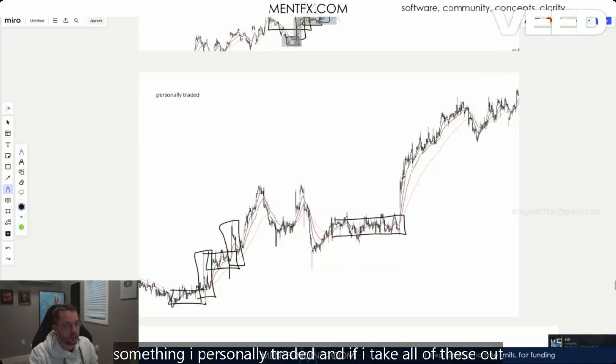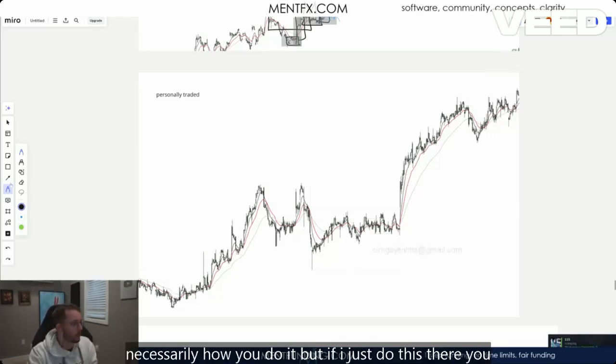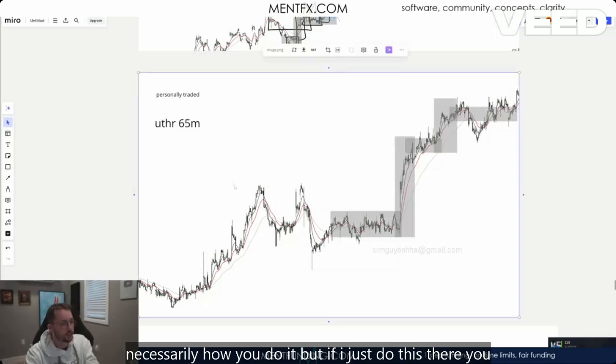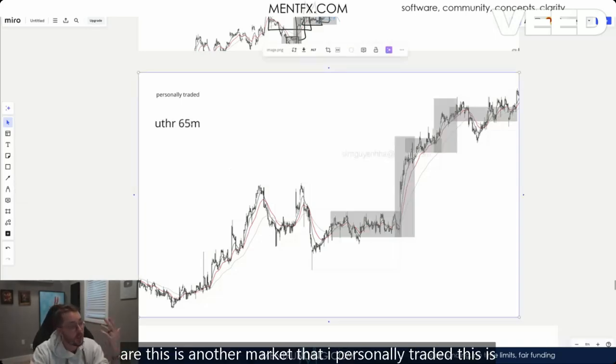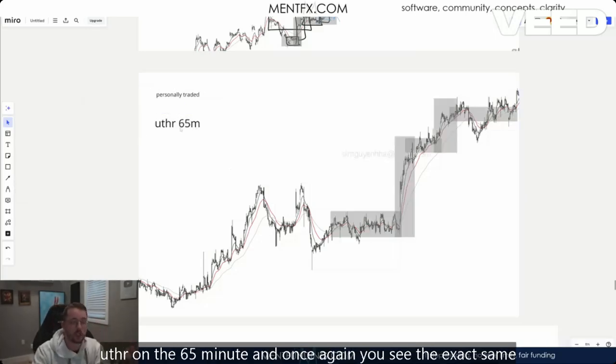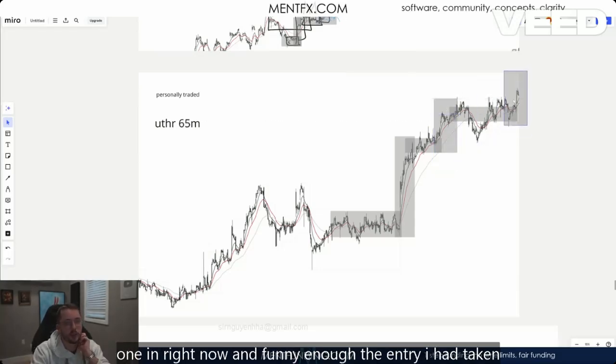And if I take all of these out or leave them on, it doesn't really matter how you do it. But if I just do this, there you are. This is another market that I personally traded. This is UTHR on the 65-minute. And once again, you see the exact same things. I drew them in here, and we can even draw this one in right now.